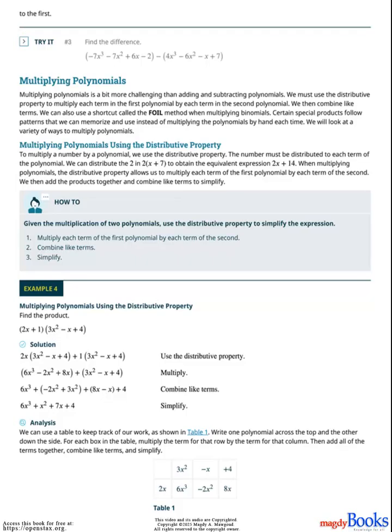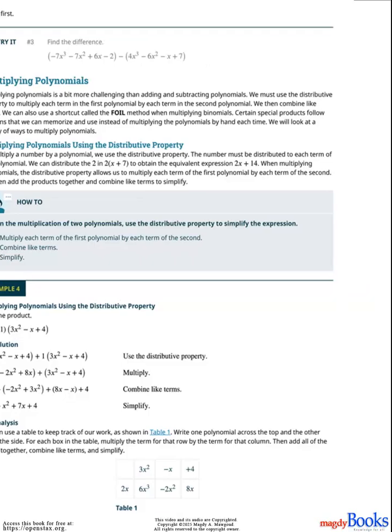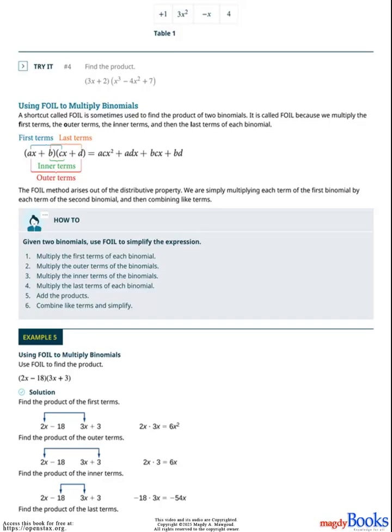Analysis. We can use a table to keep track of our work, as shown in Table 1. Write one polynomial across the top and the other down the side. For each box in the table, multiply the term for that row by the term for that column. Then add all of the terms together, combine like terms, and simplify. Table 1. 3x² − x + 4. 2x: 6x³, −2x², 8x. Plus 1: 3x² − x + 4.